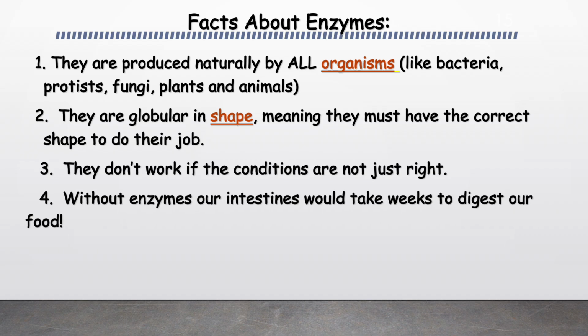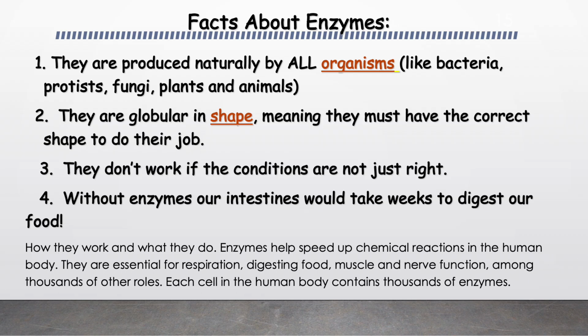Without enzymes, our intestines would take weeks to digest our food. If you could imagine your lunch sitting in your intestines for weeks at a time before it was digested, those enzymes speed that process up. How they work and what they do, enzymes again are going to speed up the chemical reaction in the human body. They're essential for respiration, digesting food, muscle and nerve function, among thousands of other roles. Each cell in the human body contains thousands of enzymes.